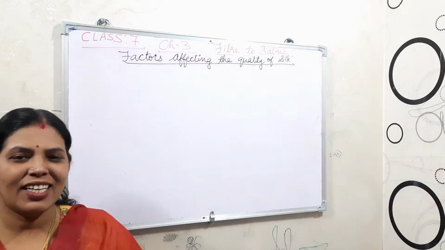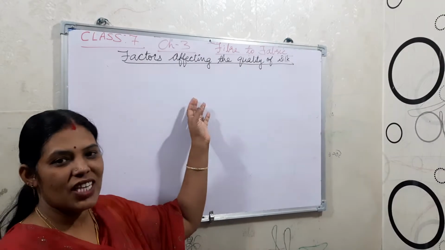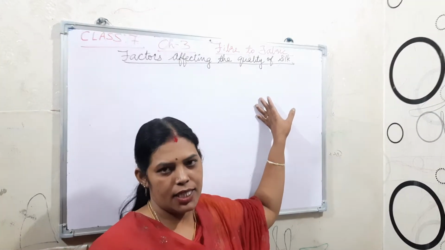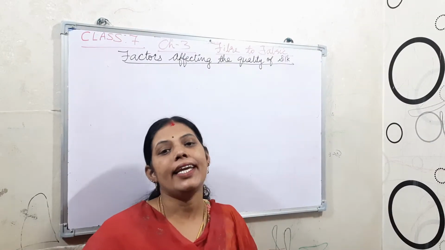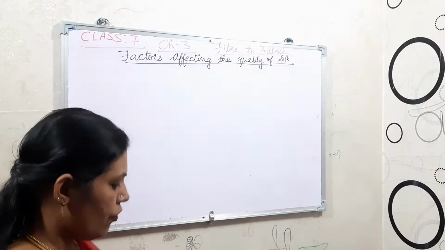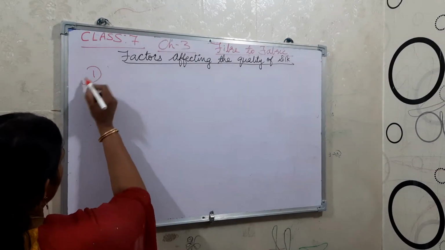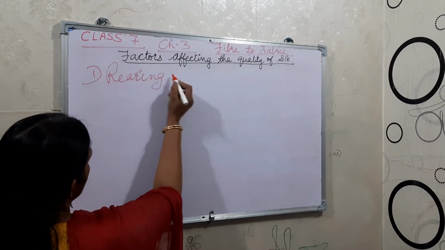Good morning, children. Today you will learn the last topic of this chapter, that is the factors affecting the quality of the silk. What are the factors which affect the quality of the silk? First one is the rearing space. What is it? Rearing space.